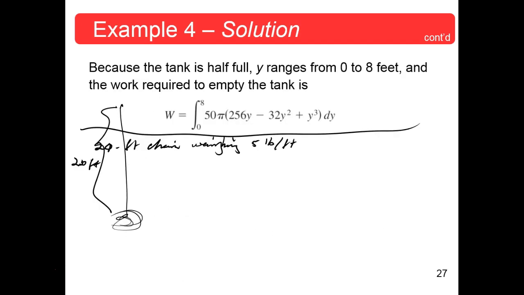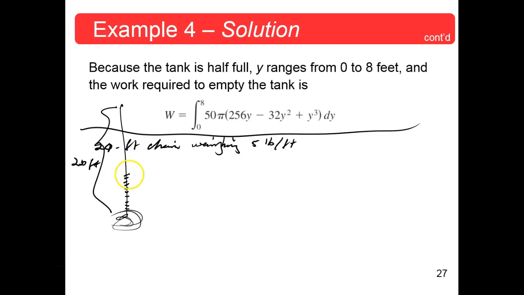So here's what we got. How much work is done to raise one end of the chain to a height of 20 feet so it is fully extended? Here's what we're going to do. We're going to assume incremental lengths of the chain, and we're going to lift each of those however far we need to lift it. The weight of each section is then an increment of force. Of course, weight is force.